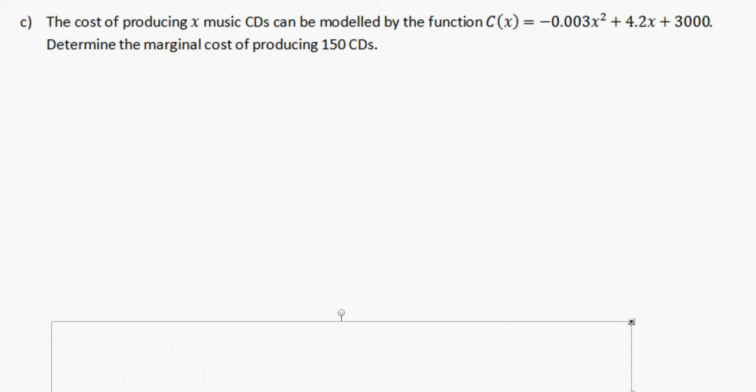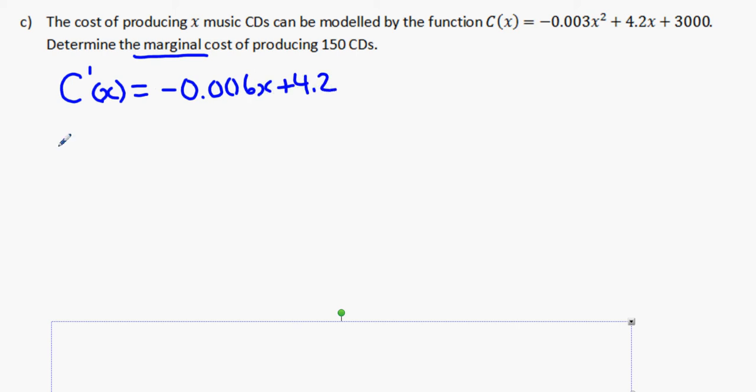Here we go. The cost of producing x music CDs can be modeled by the function C of x is equal to that function. Determine the marginal cost of producing 150 CDs. Because I say marginal cost, I want to find the derivative of C, and this will be C prime of x. I'm going to take the derivative here using the power rule, so I'm going to have -0.006x plus 4.2. I'm going to plug in my 150 here.